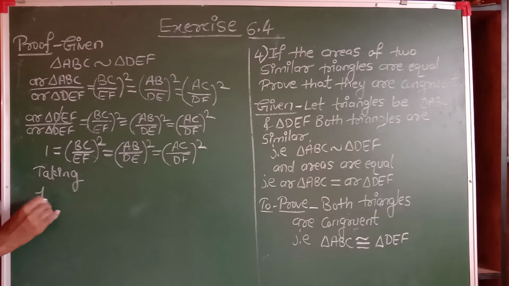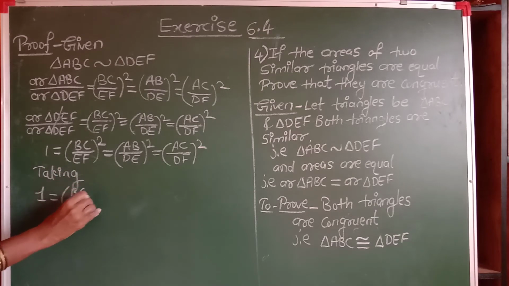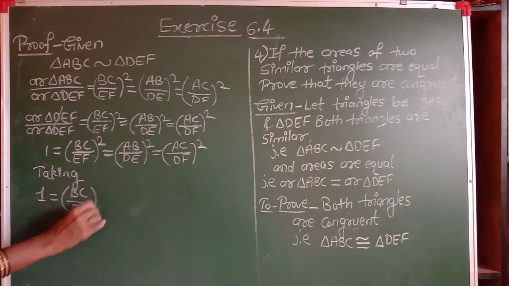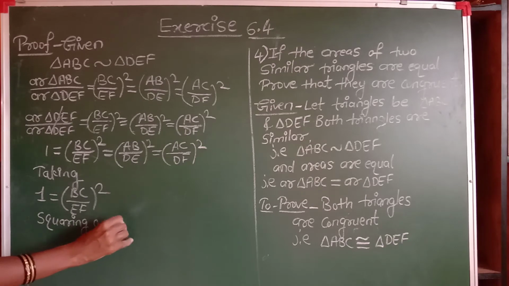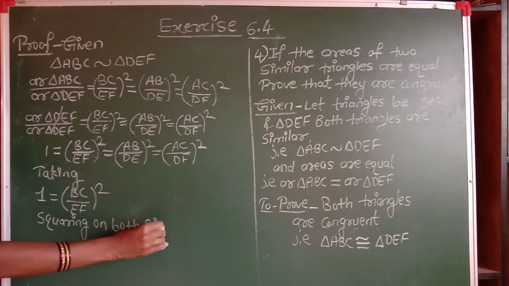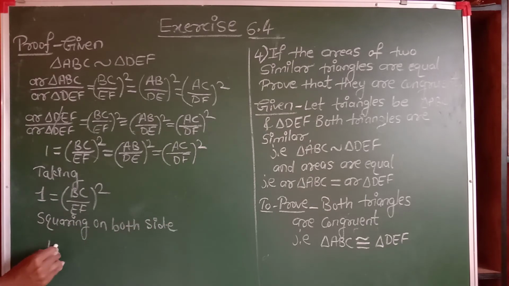Taking the first one, 1 is equal to (BC by EF) square. Squaring on both sides, we will get 1 is equal to BC by EF, that is EF is equal to BC.